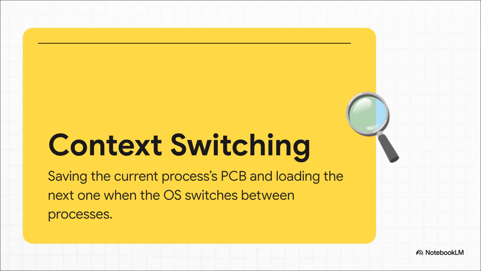I want you to picture a manager on an assembly line who can swap out workers at lightning speed. The operating system saves the exact state of the process that's running, everything, into its PCB. Then, in the same instant, it loads the state of the next process from its PCB. This switch happens thousands of times a second, and it's so fast that it creates this perfect illusion that everything is running all at the same time.